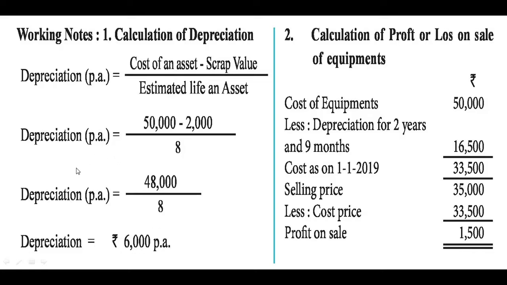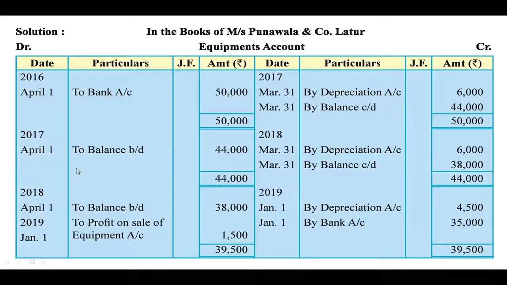Then we are going to learn how to make the equipment account. First, we have to write the heading in the books of Messrs. Poonawalla and Company, Latur, equipment account. So this is the ledger account, which has got two sides, debit and credit, and the columns are date, particulars, JF, that is page number in journal, and amount. Same columns are repeated on the credit side, date, particulars, JF and amount.